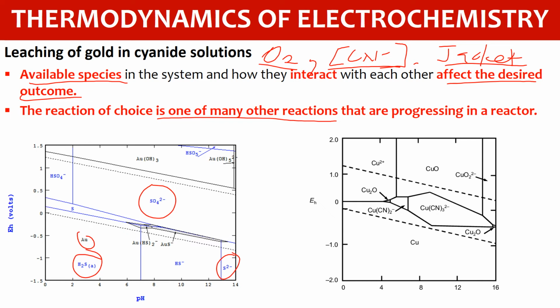Now, if you look on the right, you've got your copper system. Copper is also one of the most detrimental metal elements that are problematic in gold leaching. Copper forms stable complexes with your cyanide, so it is a very strong cyanide consumer. Instead of the cyanide forming a complex with gold, it competes and forms a stable complex with copper.